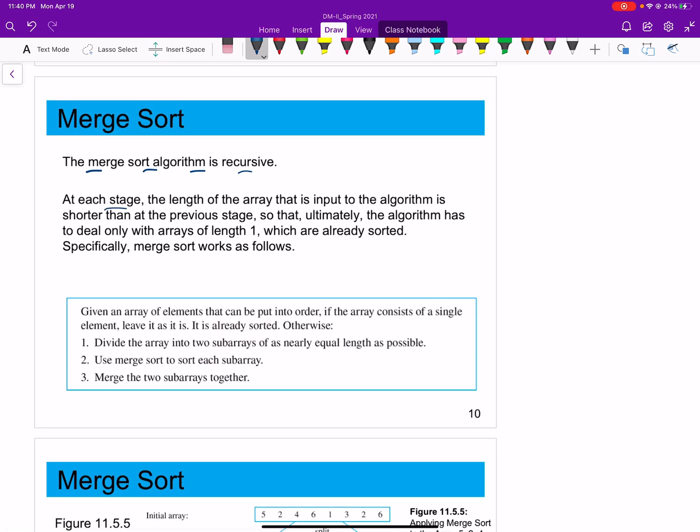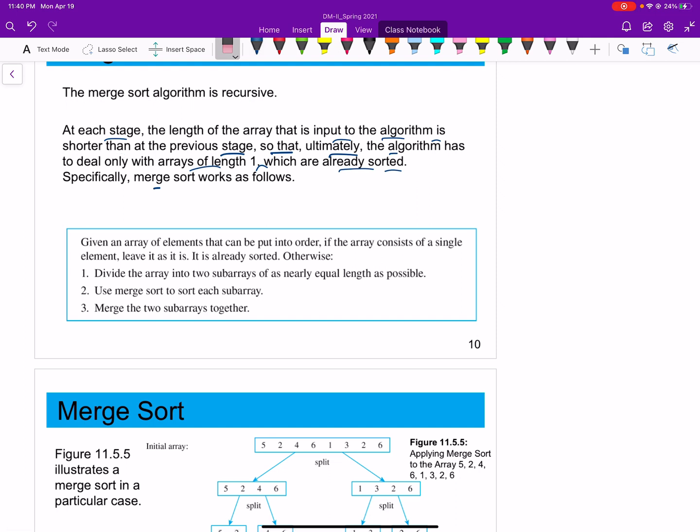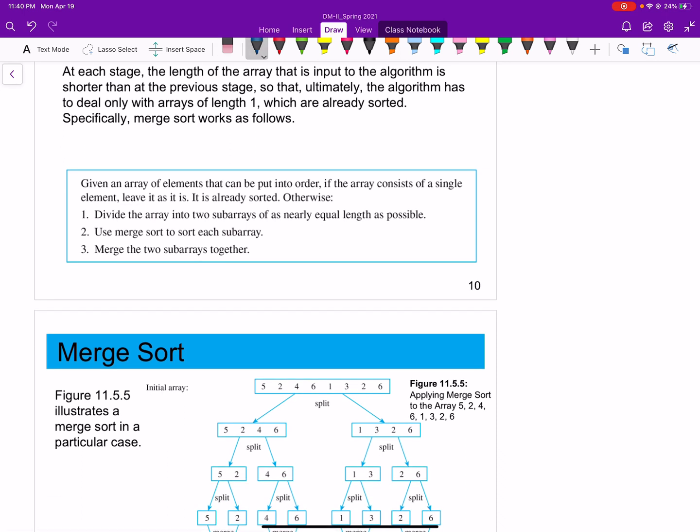At each stage, the length of the array that is input into the algorithm is shorter than the previous stage. You know that. So ultimately the algorithm has to deal only with arrays of length 1, which are already sorted. Specifically, merge sort works as follows. Given an array of elements that can be put into order, if the array consists of a single element, leave it as it is. It is already sorted.